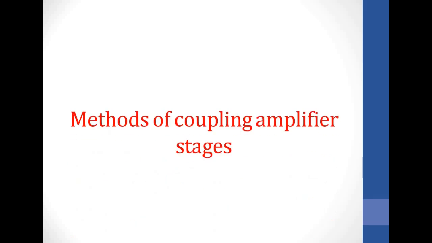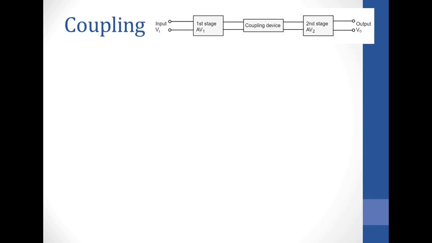So lastly, we want to look at methods of coupling amplifiers. We'll start with what is coupling. Here we are shown a first stage amplifier connected to a second stage. Like we said, in most cases, one amplifying stage is not enough. In order for us to produce a very high gain, we need to connect several amplifier stages. So, in order to connect this first stage to the second stage, we need a coupling device.